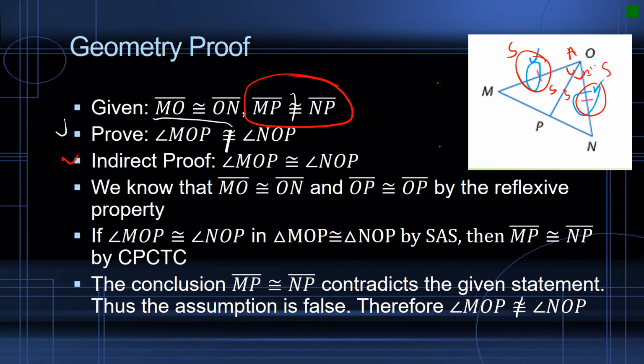Okay, go back over that. This conclusion that we get from congruent parts of congruent triangles are congruent, which means that this must be congruent to that, violates the given right there, and so it contradicts the given, making the assumption false. Therefore angle MOP is not congruent to NOP, which is the original conclusion. All right, nothing like using indirect proofs, I'm telling you.